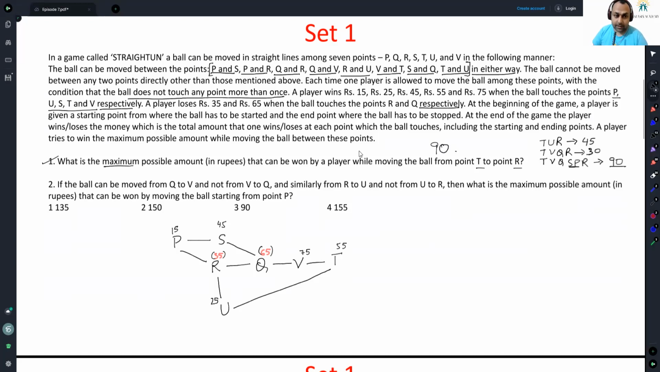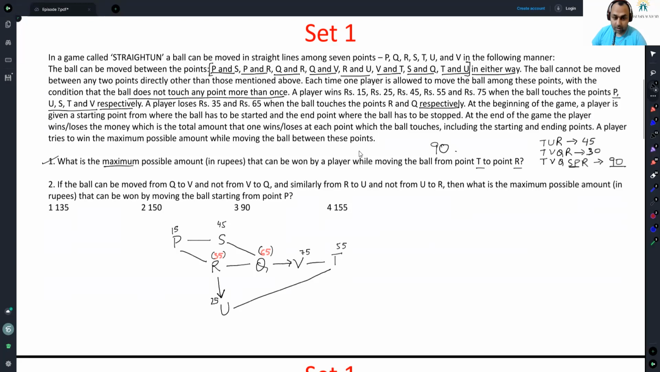Okay. Second one, if the ball can be moved from Q to U, Q to V, but not V to Q. The ball can be moved from Q to V, but not V to Q. And similarly from R to U, but not U to R.